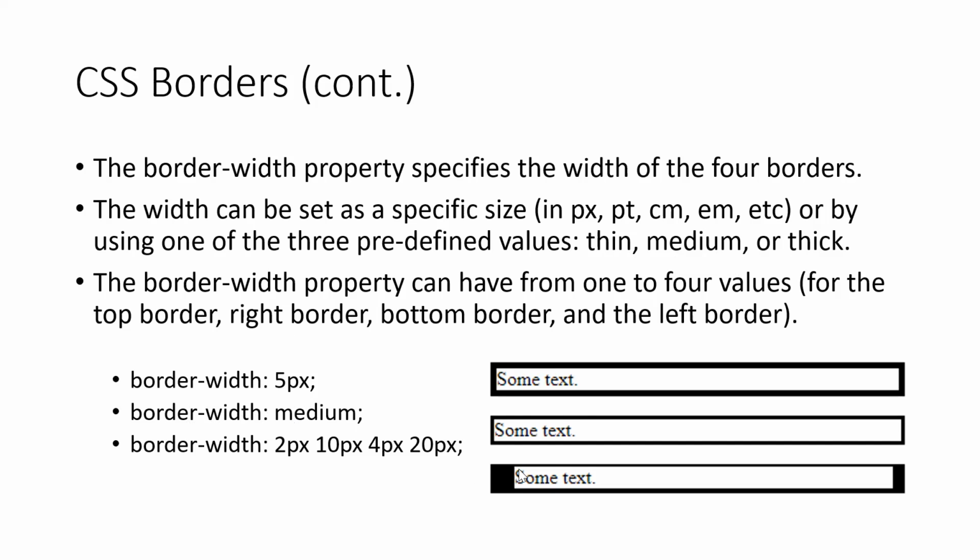So px means pixels. You can put centimeters and so on. But if you want different widths around the border, then you can specify top, right, bottom, and then left, right? So the top, then we have right, then the bottom, and then the left. So this is how you may specify different border sizes.